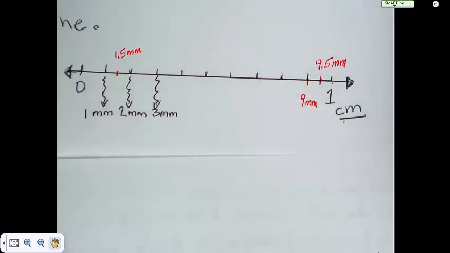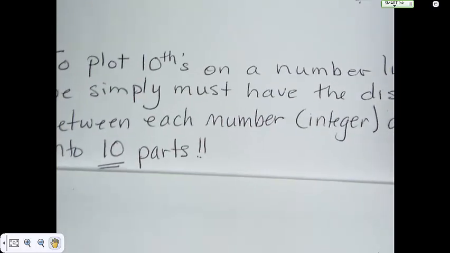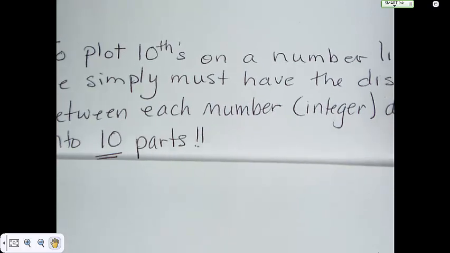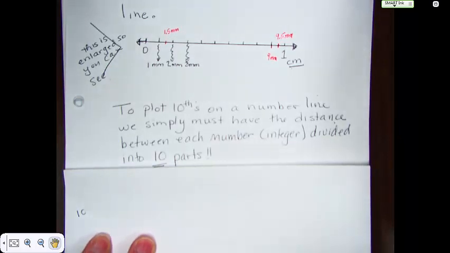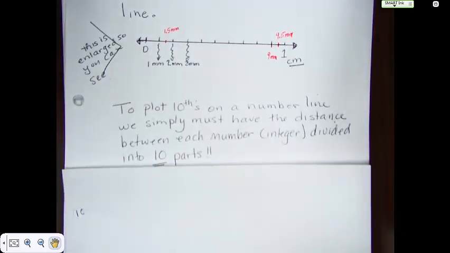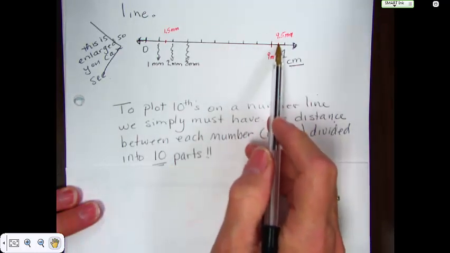The more you expand the line, the more things you can fit on it. And as is truly said, there are an endless number of numbers on a line. So I could go smaller and smaller and smaller. I could do hundred thousandths on this line if I wanted to stretch it out enough. Okay, when you plot tenths on a number line, oh, that's really too big, so I better take it back so that we could actually read it. To plot tenths on a number line, we simply have to have the distance between each number or integer divided into 10 parts. So up here we plotted 9.5 millimeters.